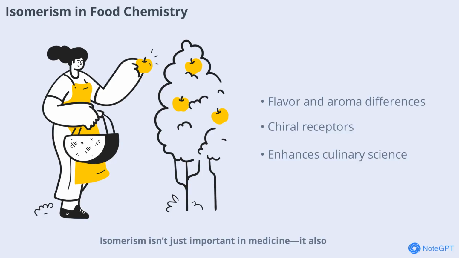Isomerism isn't just important in medicine, it also affects the flavors and aromas of food. For example, the 2 enantiomers of carvone smell completely different. One gives spearmint its characteristic scent while the other smells like caraway. This is because our taste and smell receptors are chiral, responding differently to each isomer. Understanding isomerism helps food scientists create flavors and fragrances that appeal to our senses, making our culinary experiences more enjoyable.